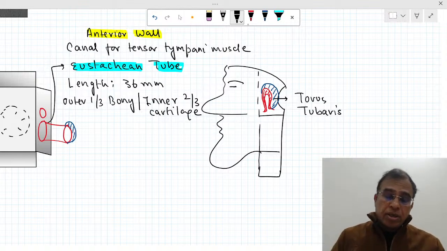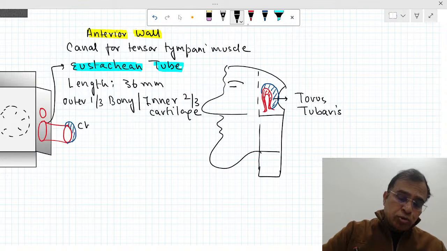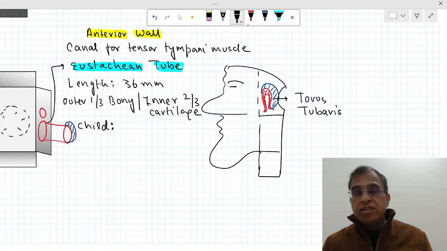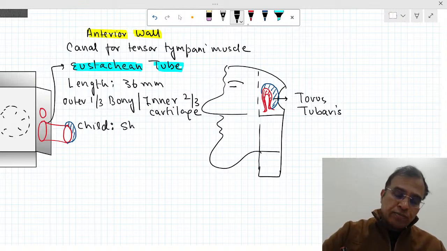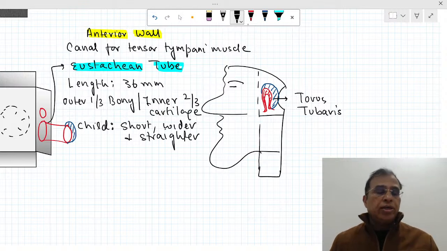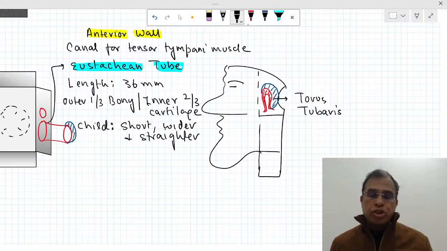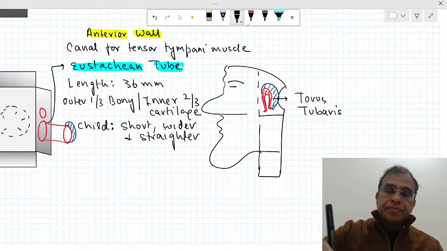Third point, how is a child's tube different from adult? The eustachian tube of a child is different from the eustachian tube of the adult because the eustachian tube of a child is shorter, it is wider, and it is straighter. That means it is more horizontal as compared to adult. So the eustachian tube of a child compared to adult is shorter, wider, and straighter.